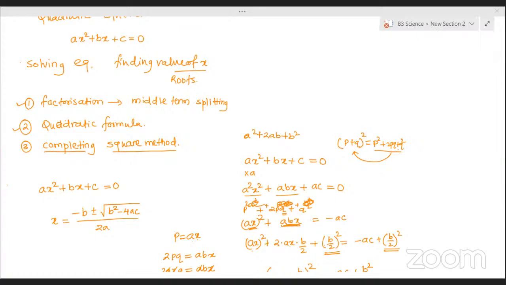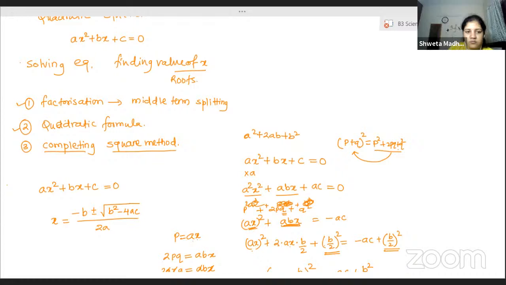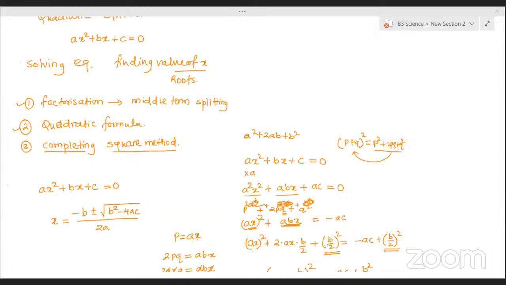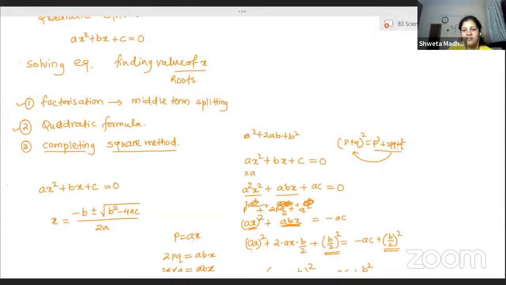Ma'am, should we write the derivation? If you want, you can. If you don't want, you don't need to. No need to write, because it is not mandatory. That is only what I have told you for your information, because many of the students always have in mind where this formula came from.